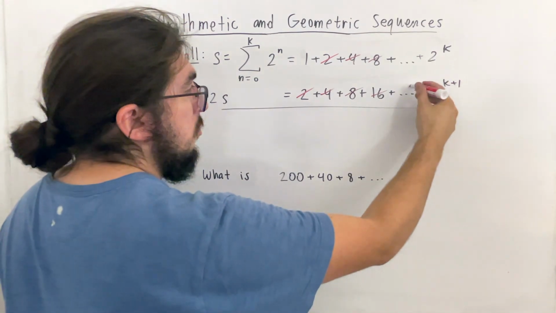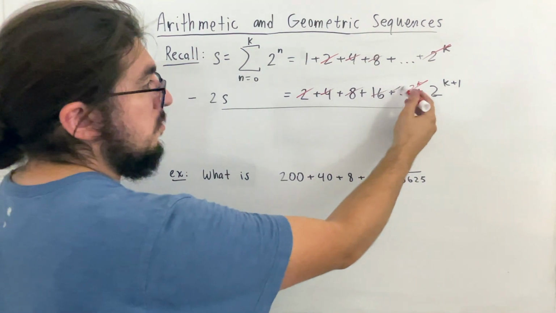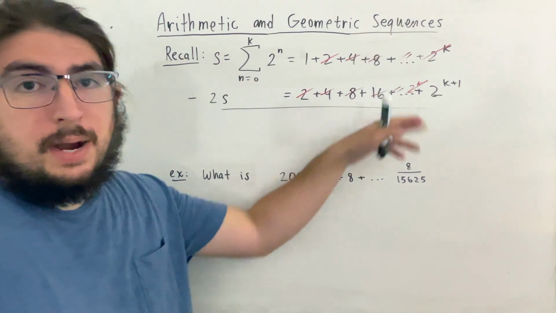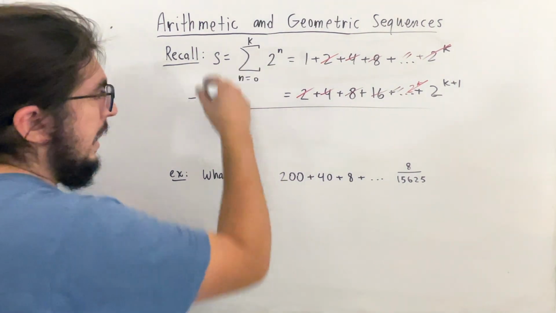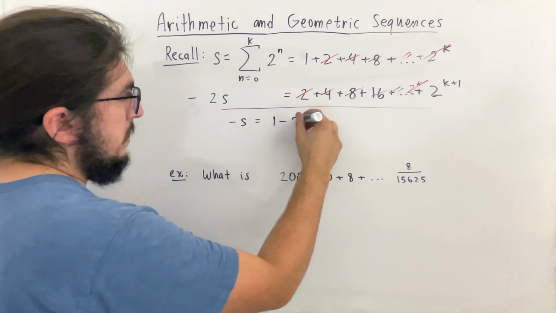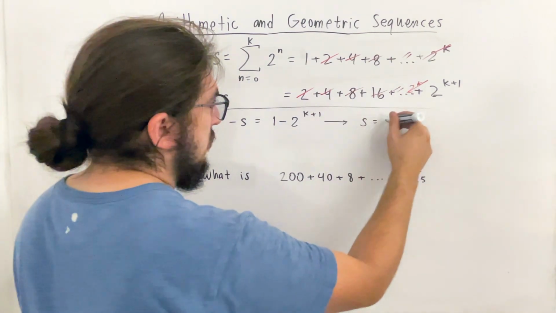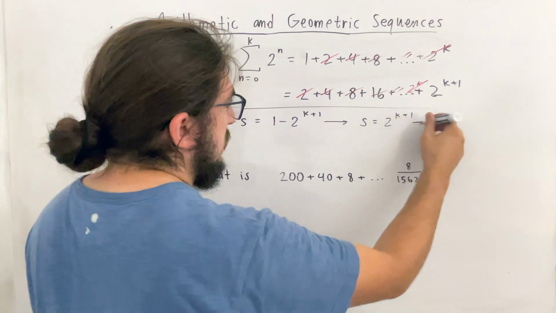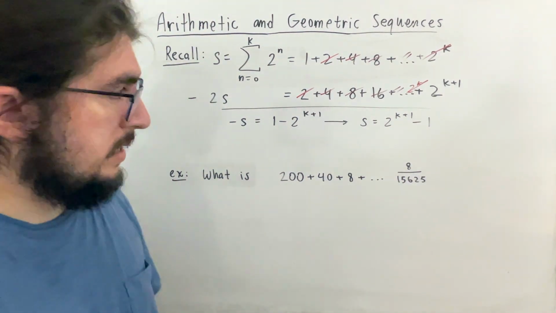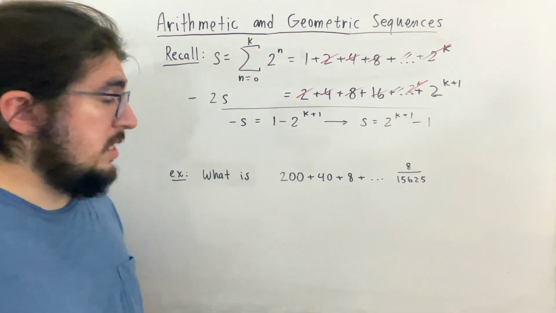So in fact, the term before this is 2 to the k, which cancels with this when you subtract. All the terms in between cancel out as well. So what we have left in the subtraction is just this minus the last term. S minus 2s is just negative s, so we get 1 minus 2 to the k plus 1. Then dividing by negative 1, we get s equals 2 to the k plus 1 minus 1. We actually saw this in a previous example, so now we've shown that it's indeed true.